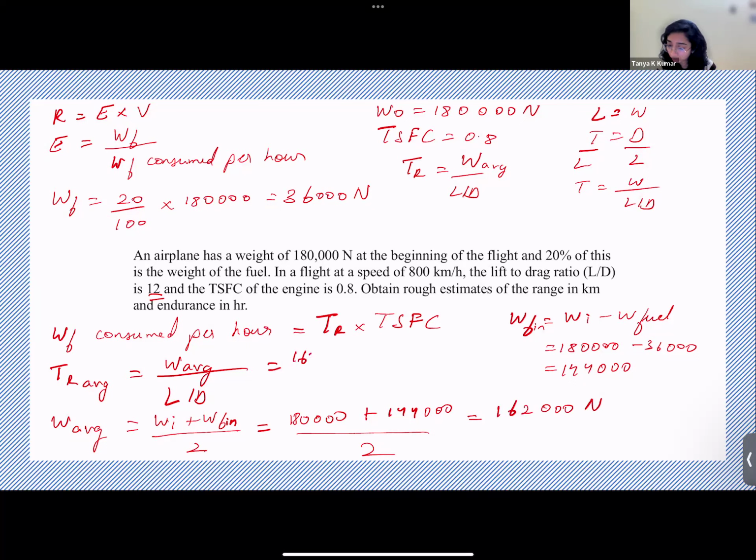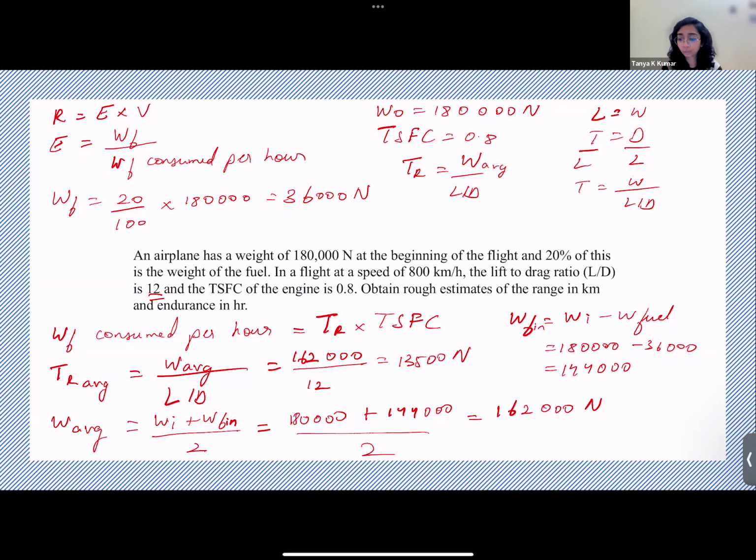So it's 162,000 by L by D, which is 12. How much is this value? Thrust required, average thrust required. How much is the quantity? Right. So it's 13500 newtons. Okay. Now, how do you find out endurance?